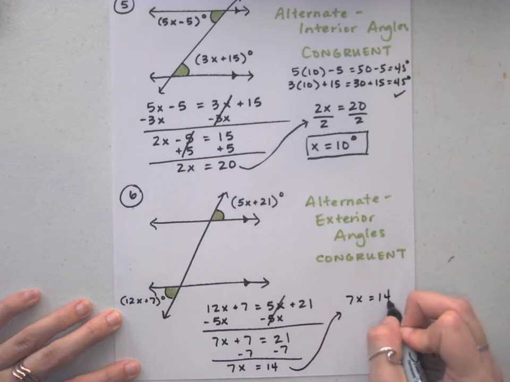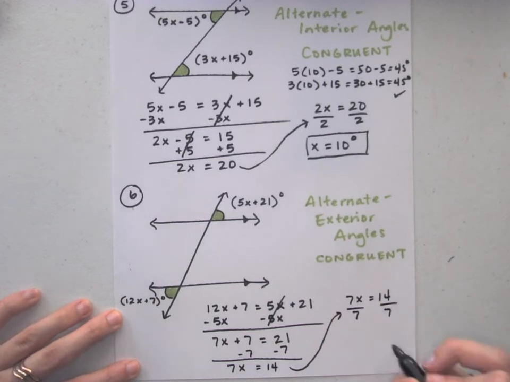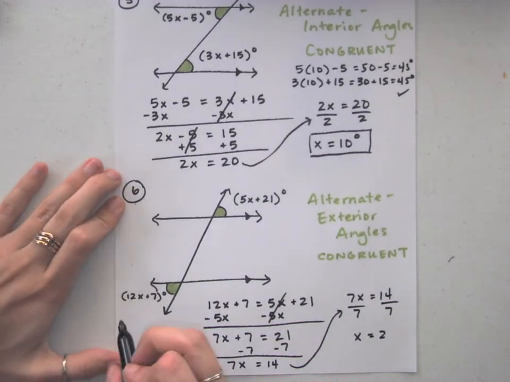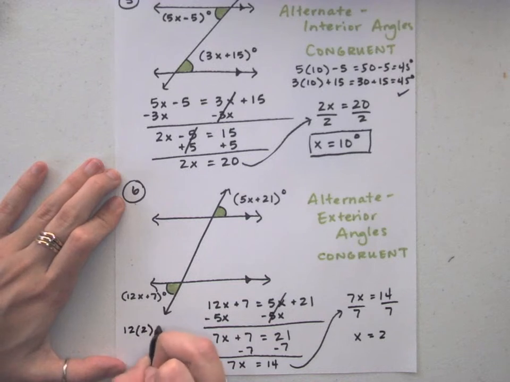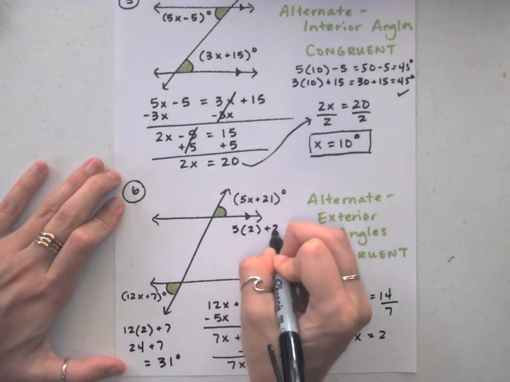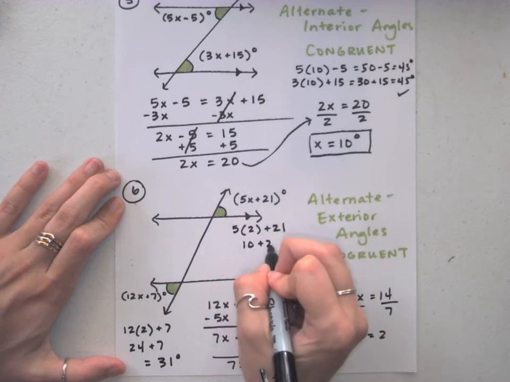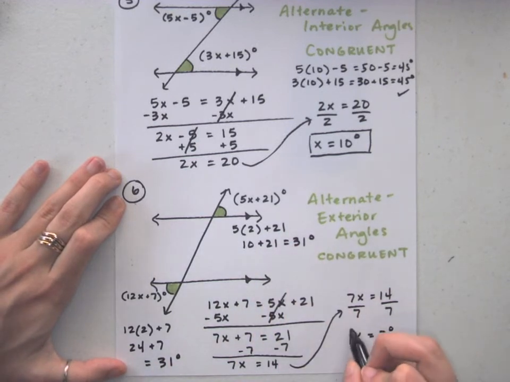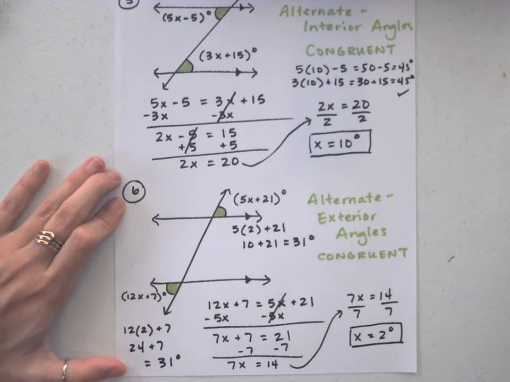All right, and if 7x equals 14, I divide by 7, x is 2. So let's double check that this is true. Well, 12 times 2 plus 7, 12 times 2 is 24, plus 7 is 31 degrees. And 5 times 2 plus 21, 5 times 2 is 10, plus 21 is also 31 degrees. 31 degrees is the same as 31 degrees. So this is true, x is 2 degrees.